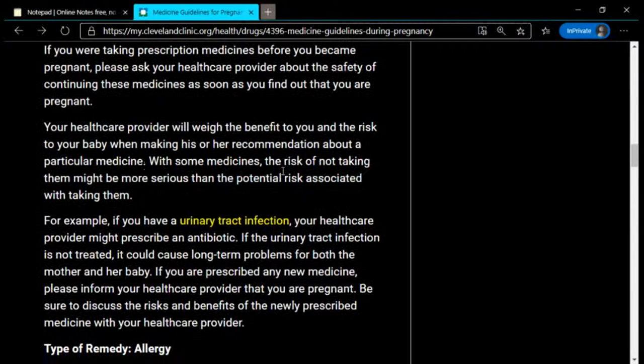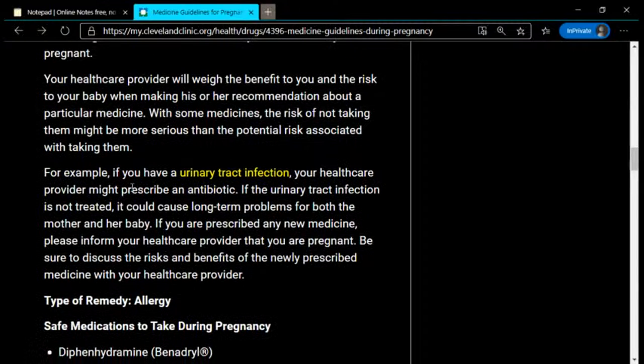With some medicines, the risk of not taking them might be serious, or more serious than the potential risk associated with taking them. For example, if you have a urinary tract infection, your healthcare provider might prescribe an antibiotic. If the urinary tract infection is not treated, it could cause long-term problems for both the mother and her baby.